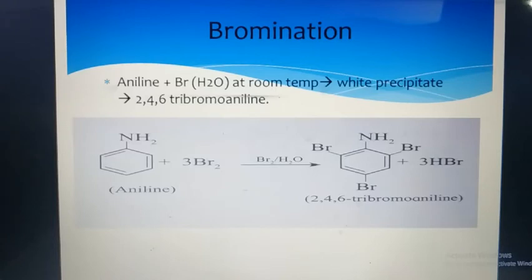get white precipitate of 2,4,6-tribromoaniline. You can see on the product side here the benzene ring is given, here the NH2 group is there, and on the benzene ring we count the carbon as carbon 1, carbon 2, carbon 3 and so on. So here on number 2 position a bromine group is attached, then on 4th position, and then on 6th position. Therefore the name becomes 2,4,6, and how many bromines are there? 3. So therefore tribromoaniline we get as the product.